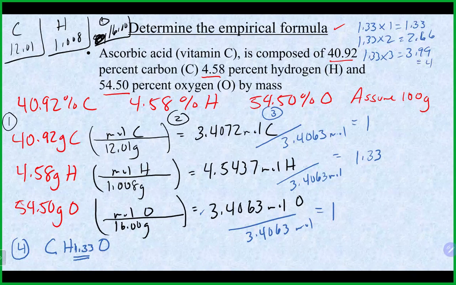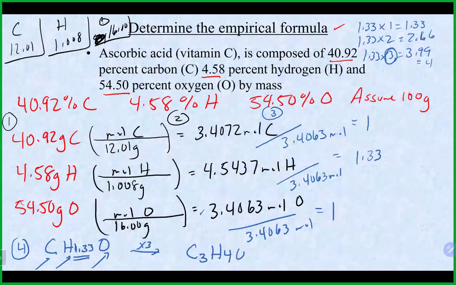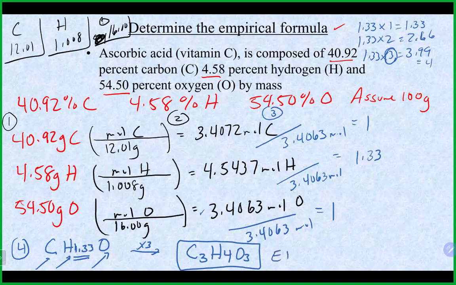So what we would want to do is take that factor, which is 3, and multiply not just this one, but everybody here by that factor of 3. If we do that, that's going to give us C3H4O3. Now we have all whole numbers, and now we have our empirical formula at this point as well.